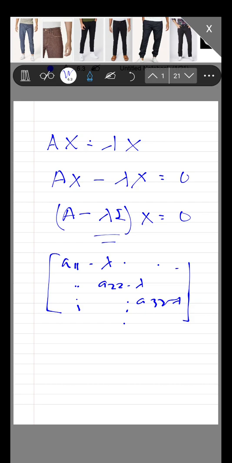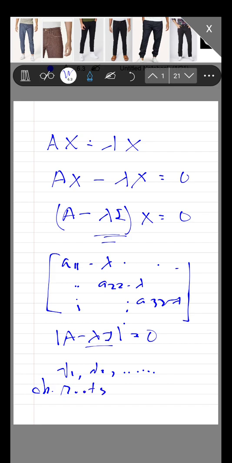And the system of homogeneous equations has a non-trivial solution only if the determinant of A minus lambda I is equal to 0. So we will get an equation based upon this, and then we will have to find the value of lambda. It can be more than one lambda. So there are lambda 1, lambda 2, and so on. All these are known as the characteristic roots, or eigenvalues, whatever we call them.